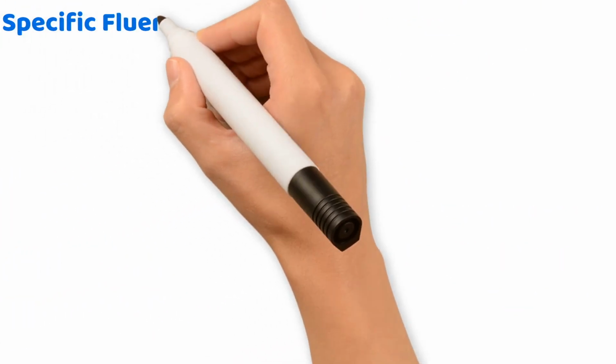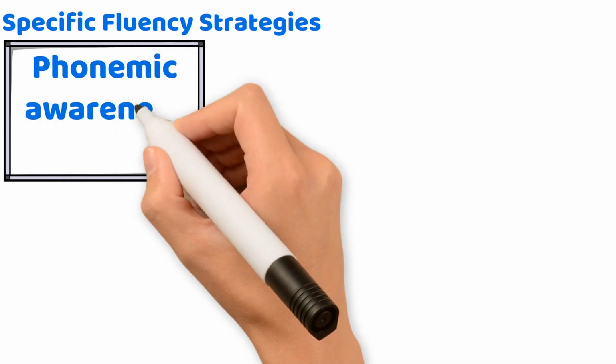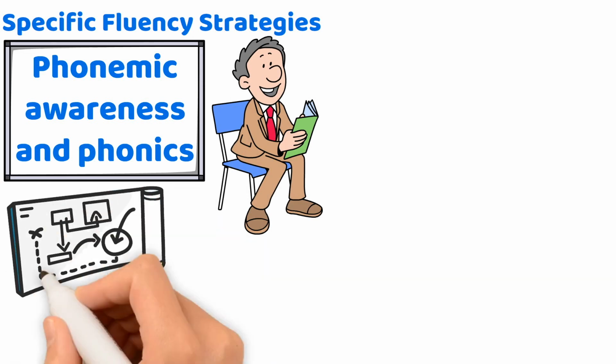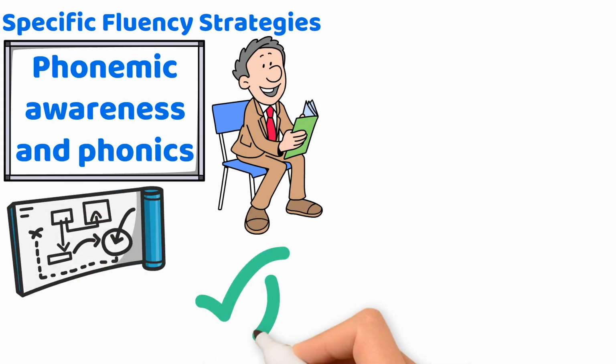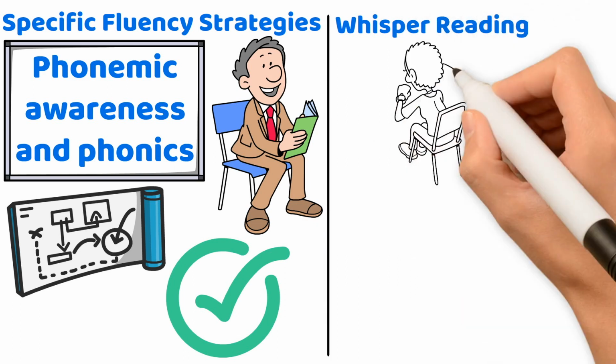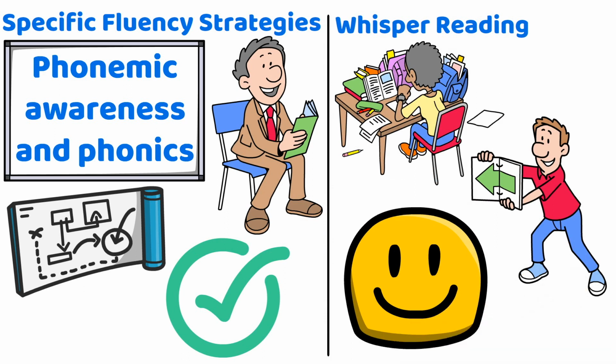Now, it's time for specific fluency strategies for accuracy. Focus on phonemic awareness and phonics through direct instruction and practice. Use assessments to pinpoint areas of need and tailor your instruction accordingly. For rate, employ strategies like whisper reading for students who struggle with decoding. This helps them focus on decoding without the pressure of projecting their voice.